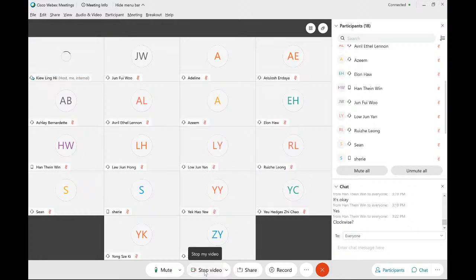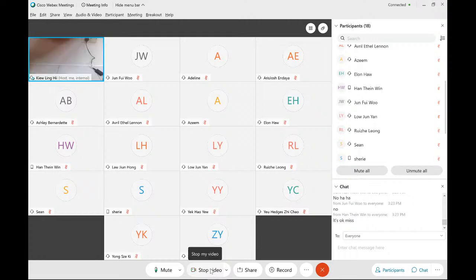Can you all see anything? Cannot, huh? What happened? Yeah, I also don't know what happened to my laptop today. Yeah, okay. Can y'all see now my hand?